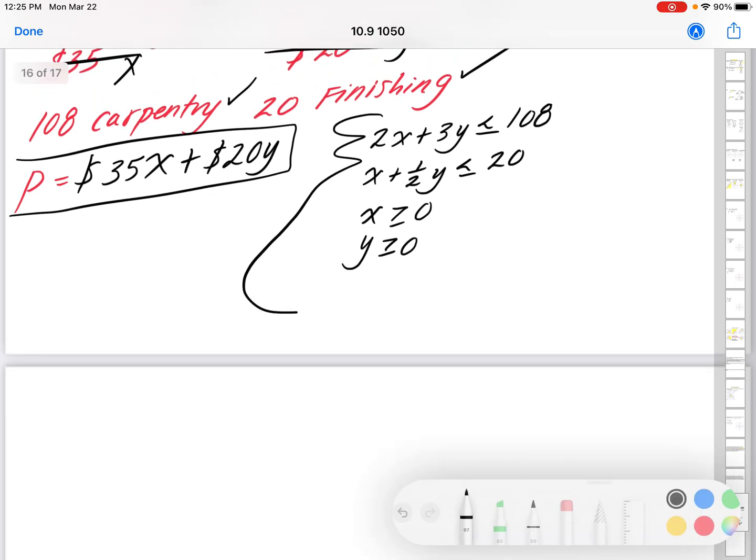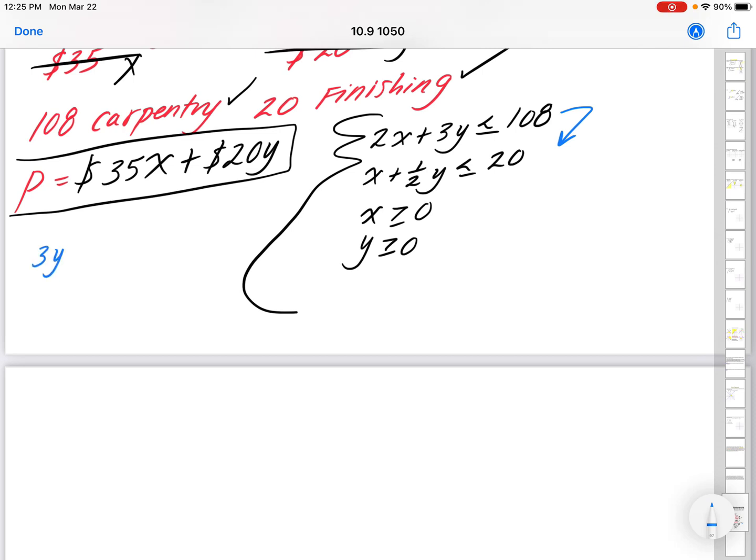So I would get these into y equals mx plus b format. What we would do here is subtract our 2x, then divide by 3. So we're going to have 3y is less than or equal to negative 2x plus 108. Divide by 3. So y is less than or equal to negative 2/3 x plus, does 108 divide by 3? Yes, 36.